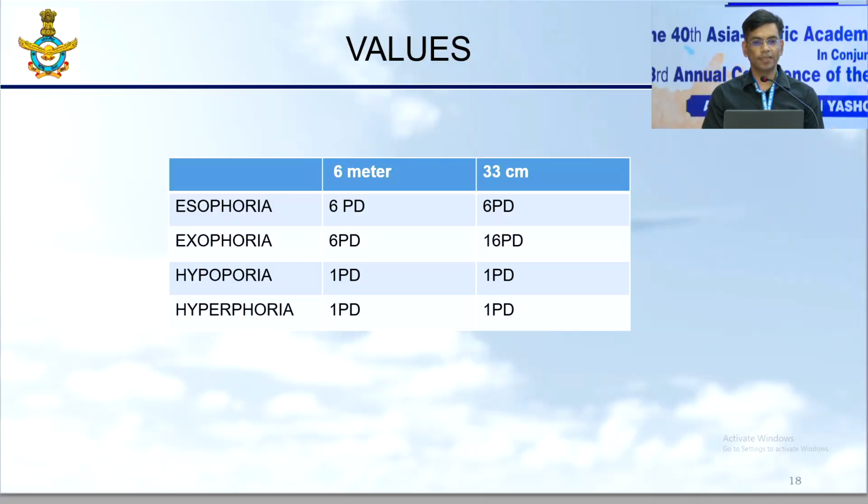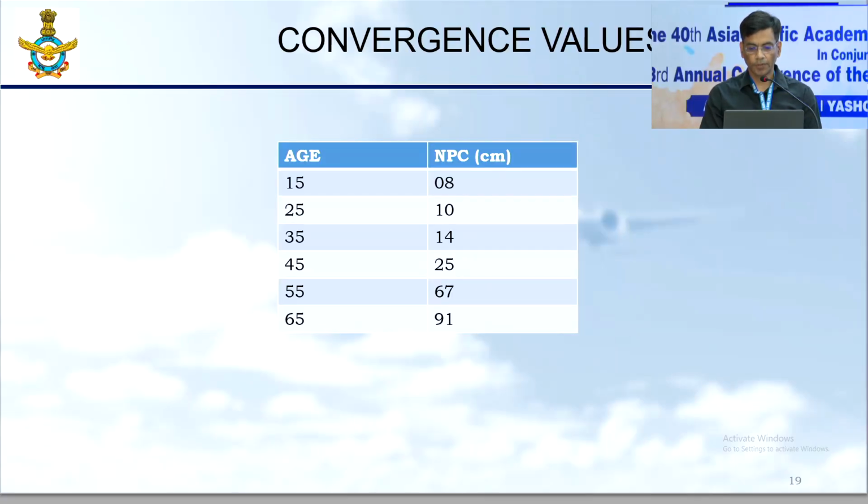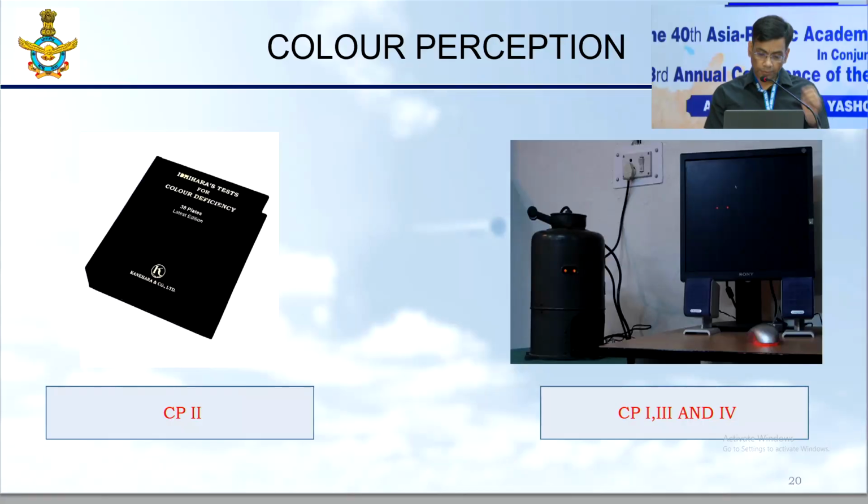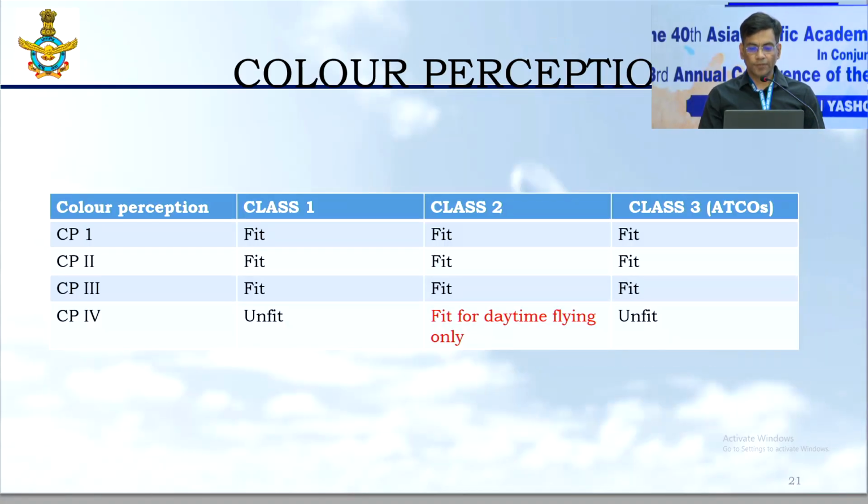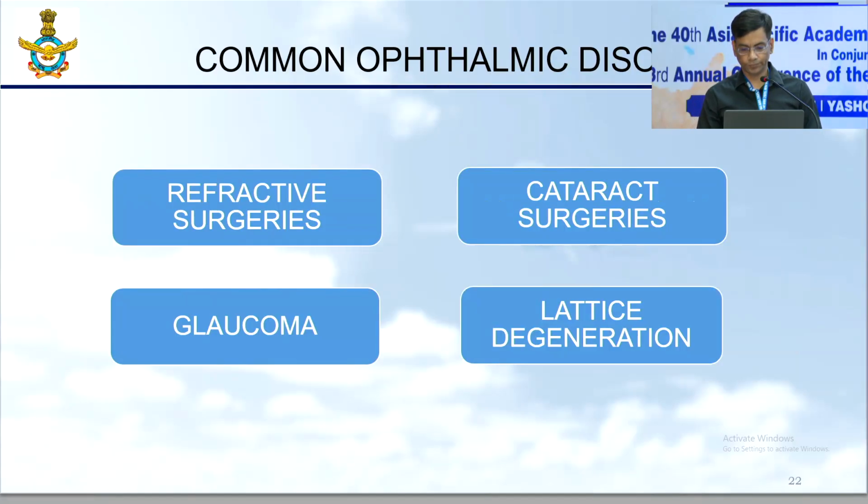At 6 meters, everything is 6/6. ESO is also 6, EXO is also 6. Convergence value we take from the IAP. Now coming to color perception, we already know how to take it. Class 1 and class 2 need CP3 to be fit. In class 4 and class 2, CP4 is also fit, but only in daytime flying only.